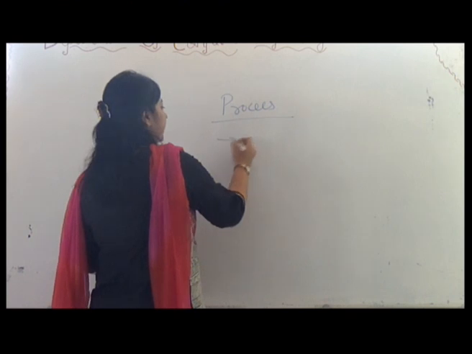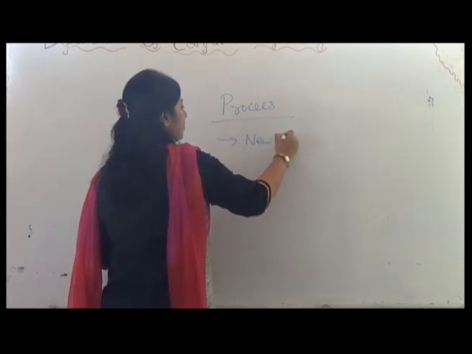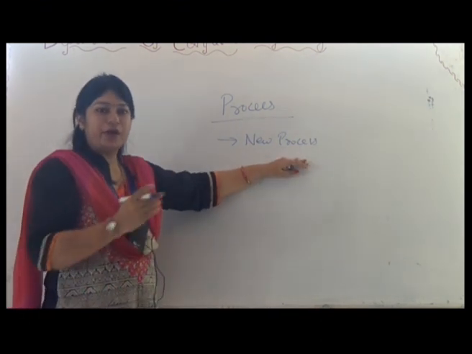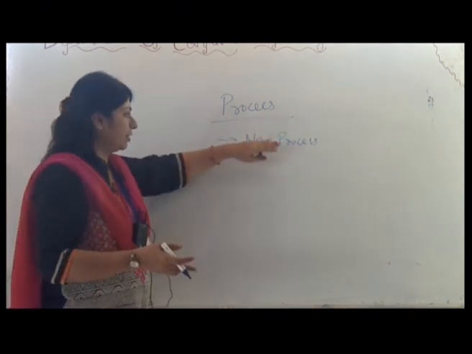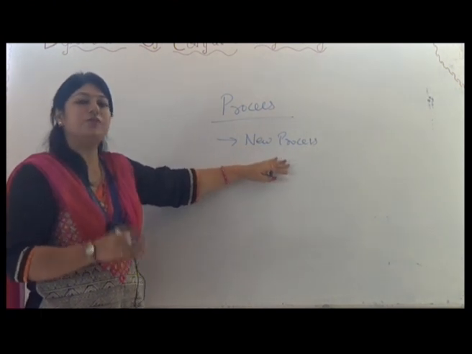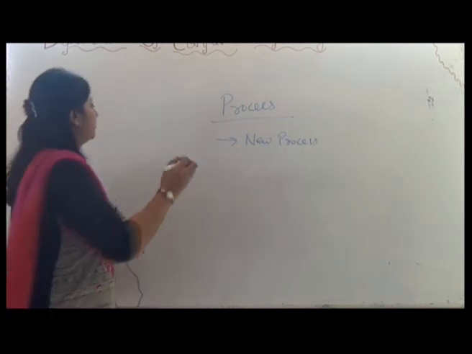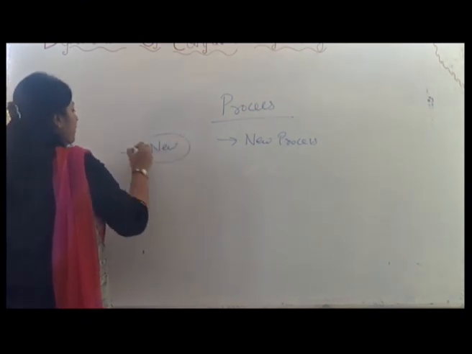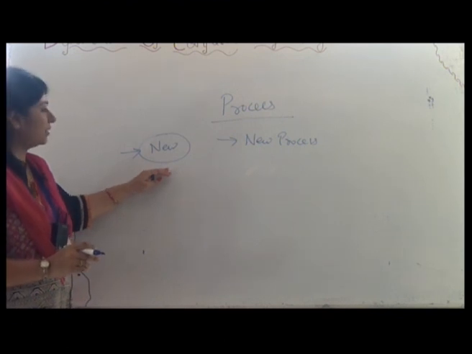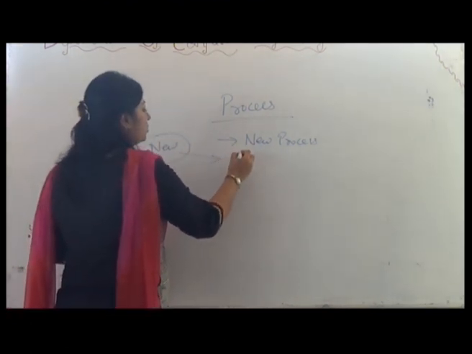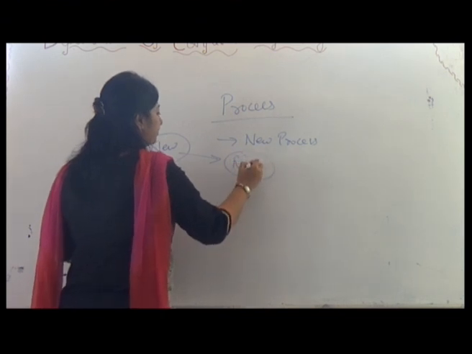When a process is created, it is a new process. Now it has to get executed. From a new process, these are the different states of a process. So, we will see the process state diagram. Initially, when a process is created, it goes to the state called new. From new, it moves to the state called ready.